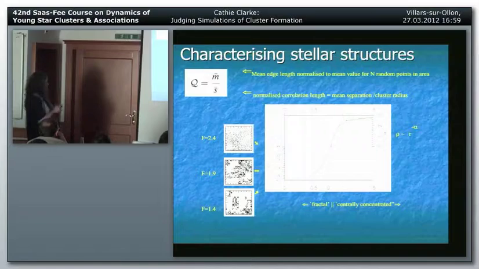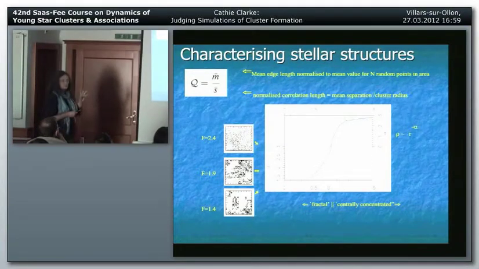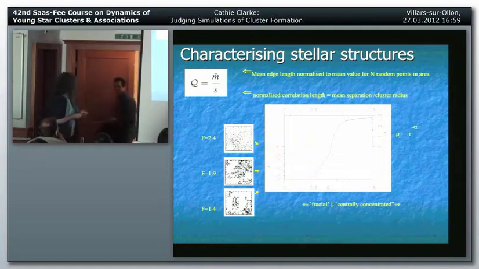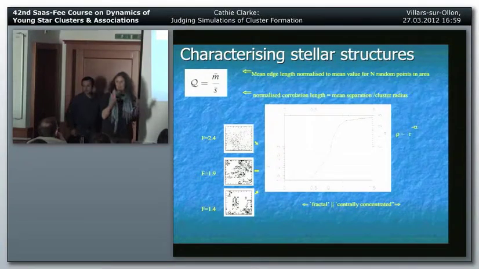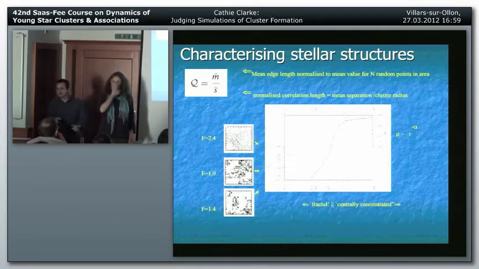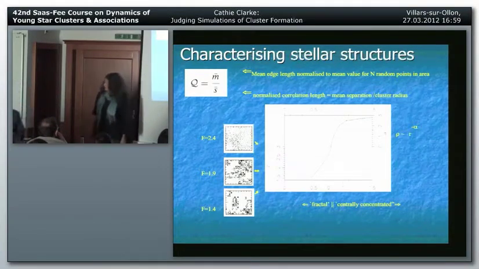So I think this deserves a little bit more explanation, although obviously go to the references if you don't catch it in real time. If you do this exercise on a uniform distribution of points in 3D, then the answer is 0.8. It's not particularly obvious why it's 0.8, but it is 0.8. So that's the point you start from if everything is spread out uniformly.